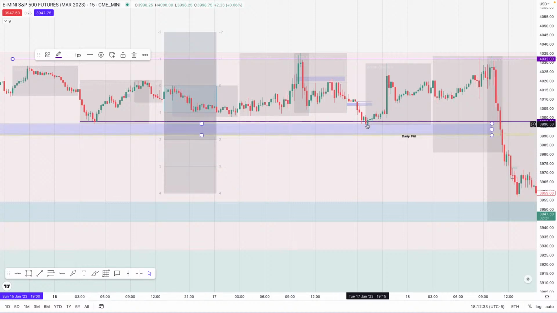Plus we have the equal lows right here, the daily volume imbalance. There were just a lot of things screaming out that price is going to come test these lower areas.